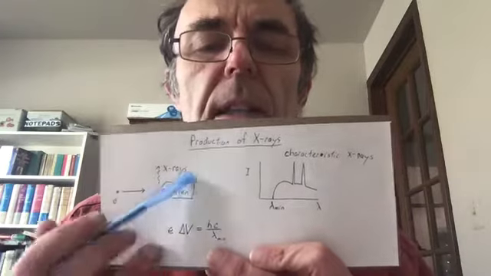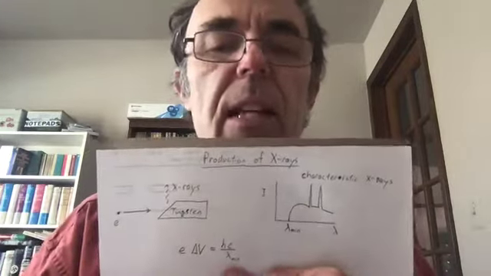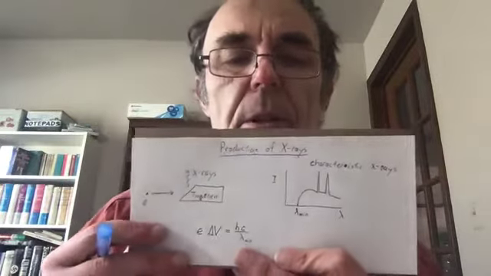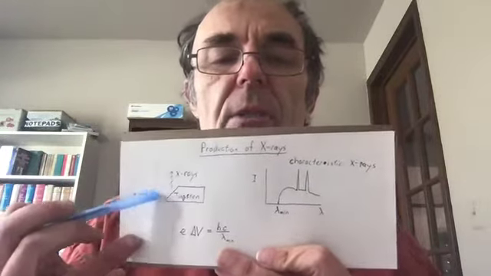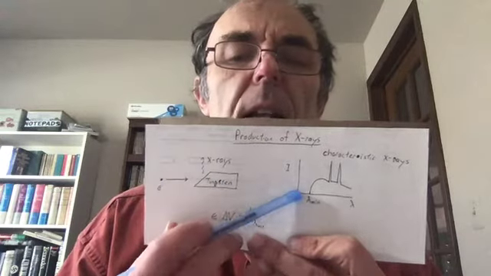And this is the way, by the way, that you get X-rays for things like if you go to the dentist and get an X-ray of your teeth. They get produced by a source of X-rays that works on this same general principle. Okay, let's look at what kind of X-rays are produced.